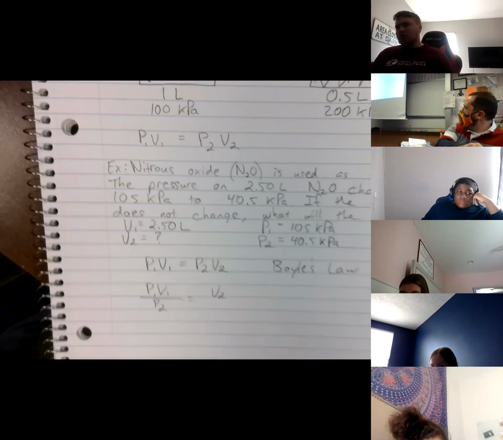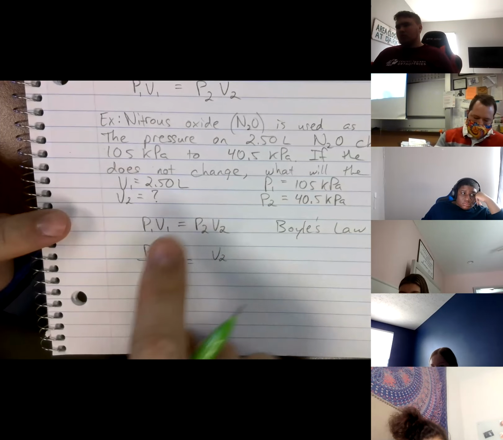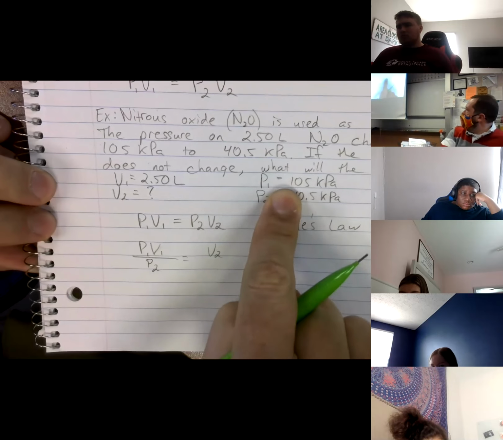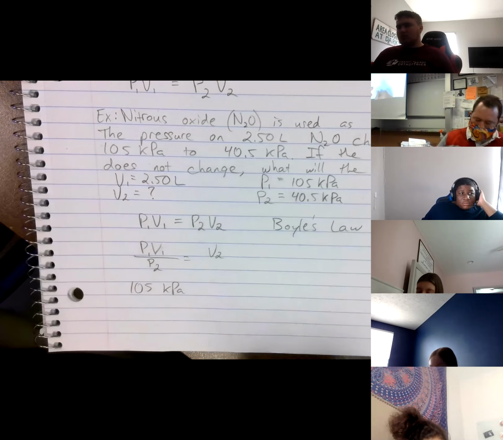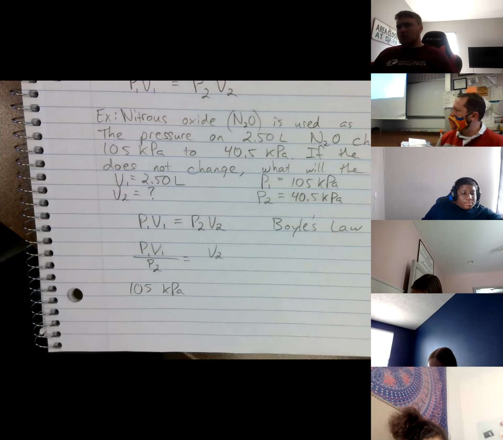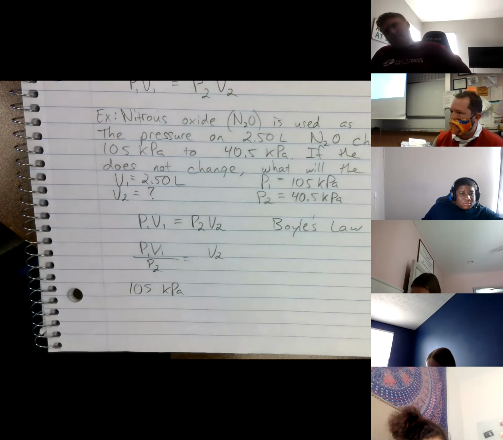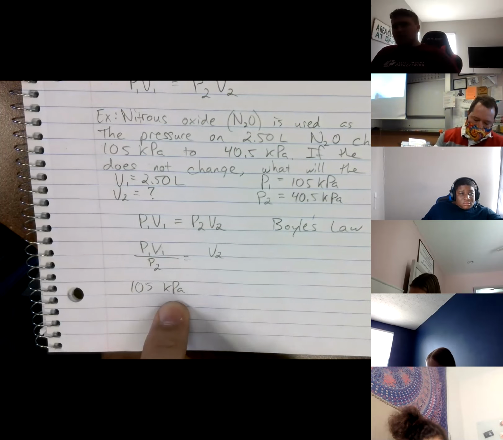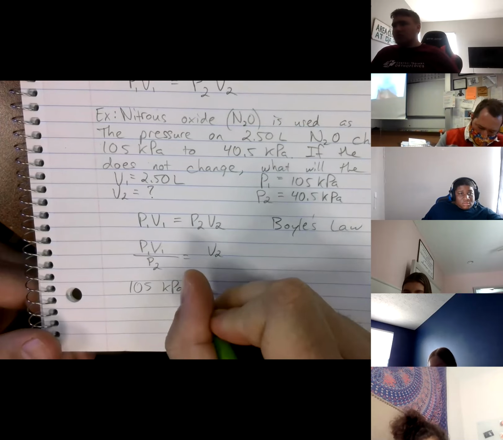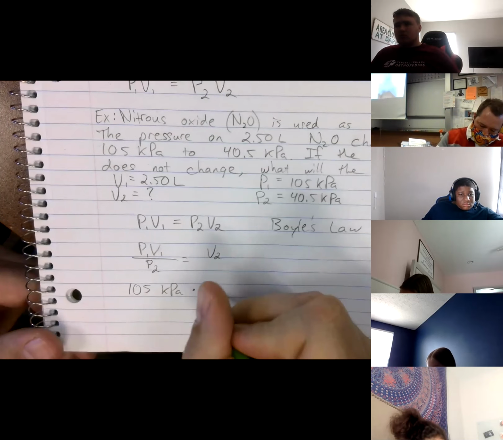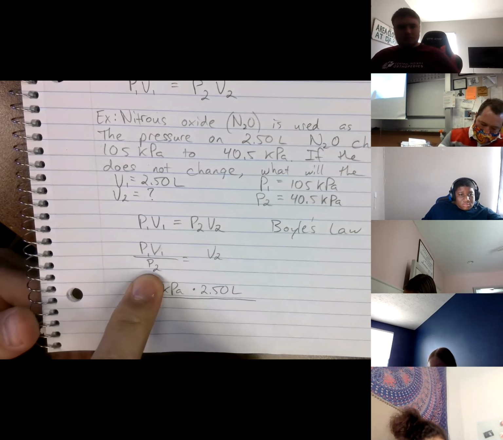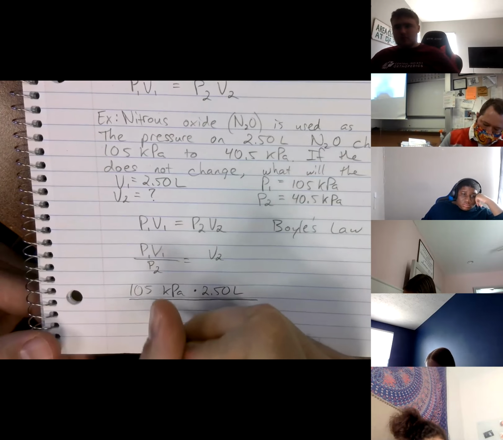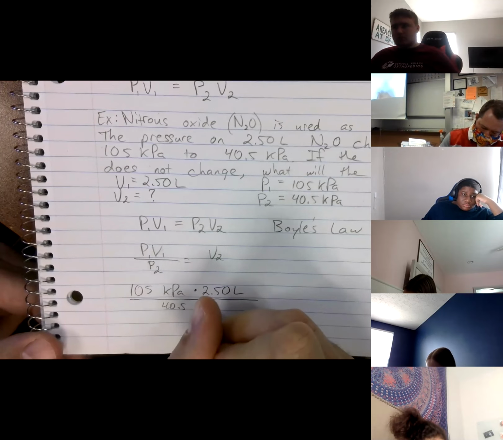All right, pressure number 1. And just look right up here and get that. 105 kPa, guys, you have to put units. Absolute imperative you put units. I'm not going to give you many points at all if you turn in a homework without units. So absolute must, 105 kPa, volume number 1, 2.50 liters, divided by pressure number 2, 40.5 kPa.